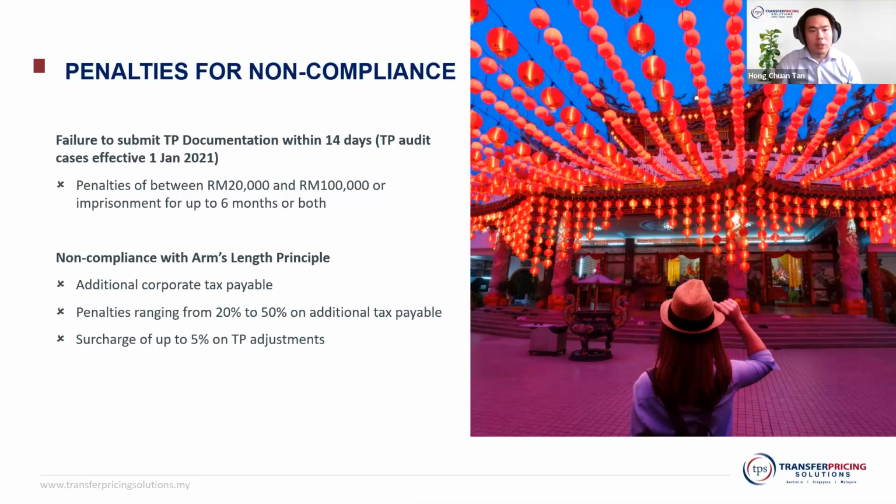And on top of that, previously, depending on your tax payable position, if you're in tax losses, then penalties would be lower. But now they introduce a surcharge of up to 5%, regardless of whether you're in a loss position or not. 5% will be taken upfront from your TP adjustments. Then you can justify, go through your audit process and see whether you will actually be able to justify your TP positions or not. So please be aware that the penalties are actually quite hefty, right?